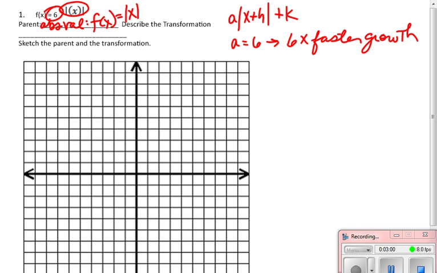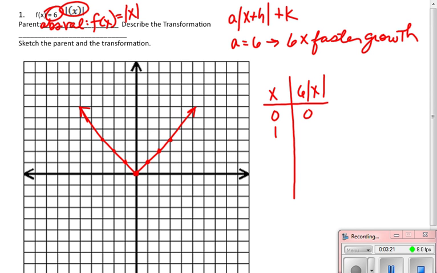So if I think about graphing my parent, the absolute value graph is very easy to graph. Again, that very defined V. And when I go to graph, if I put 0 in, I'm still getting 0 out. But if I put 1 in, 6 times the absolute value of 1 is 6. If I put minus 1 in, 6 times the absolute value of minus 1 is 6. At 2, I have 6 times 2, which is 12. If I put minus 2 in, I end up with 12 out.